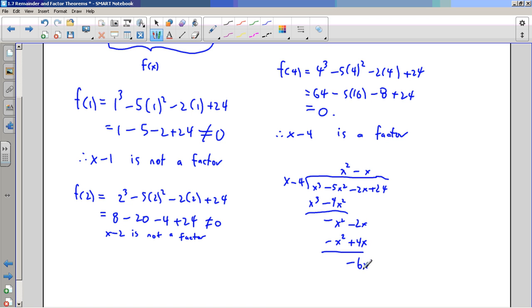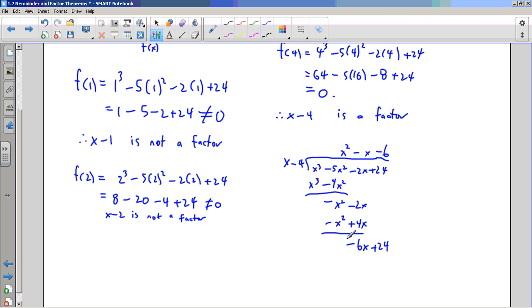Subtract, bring down the 24, and I know it's got to be 0, so it's got to work out. So I write down minus 6, and negative 6 times negative 4 is positive 24, and it works out. And this has to be true, otherwise I goof something up.